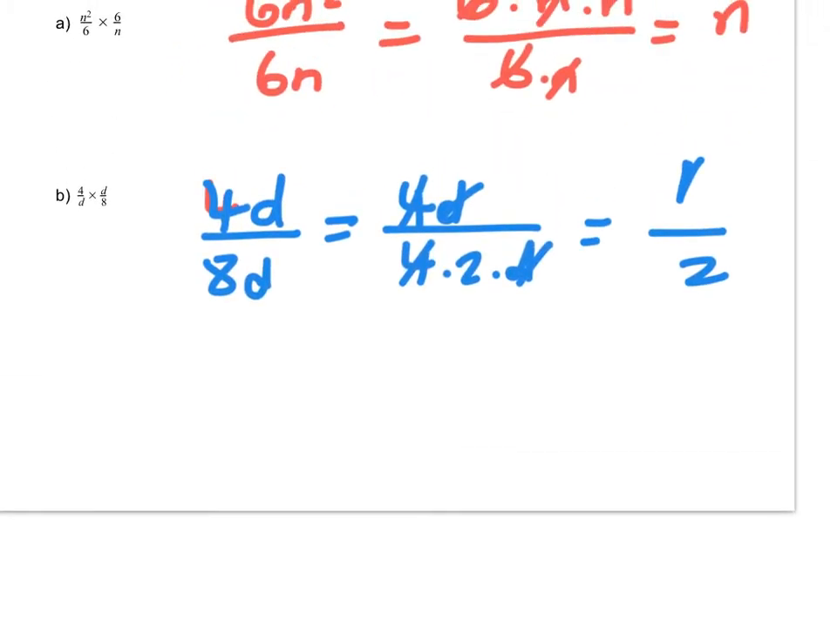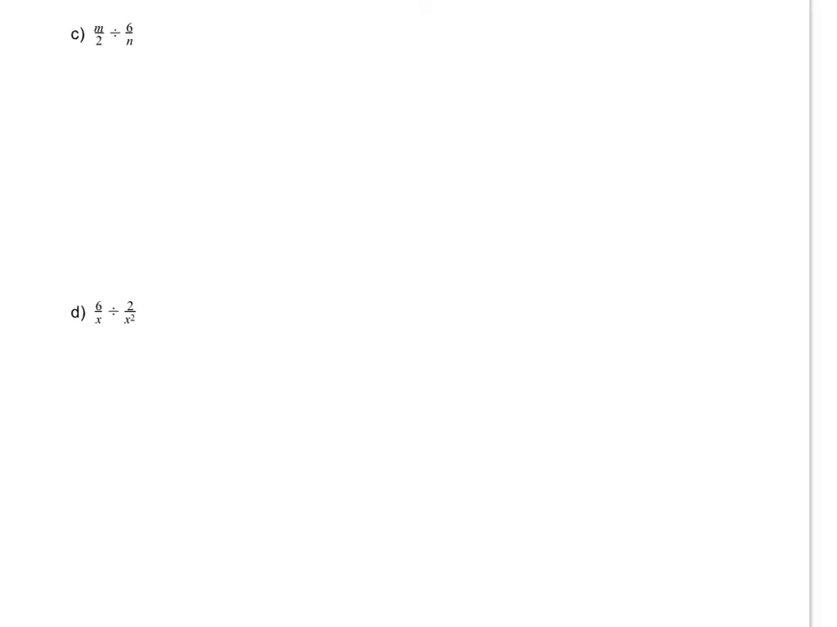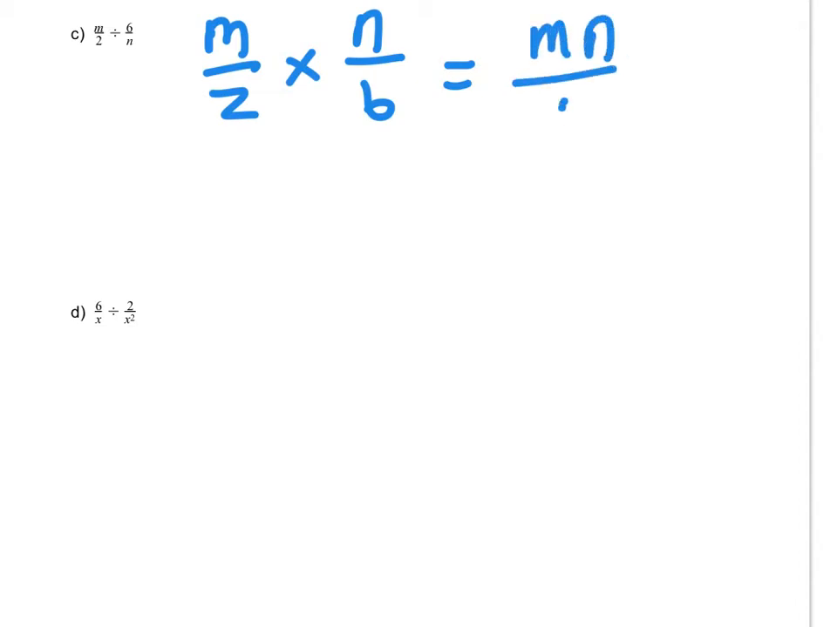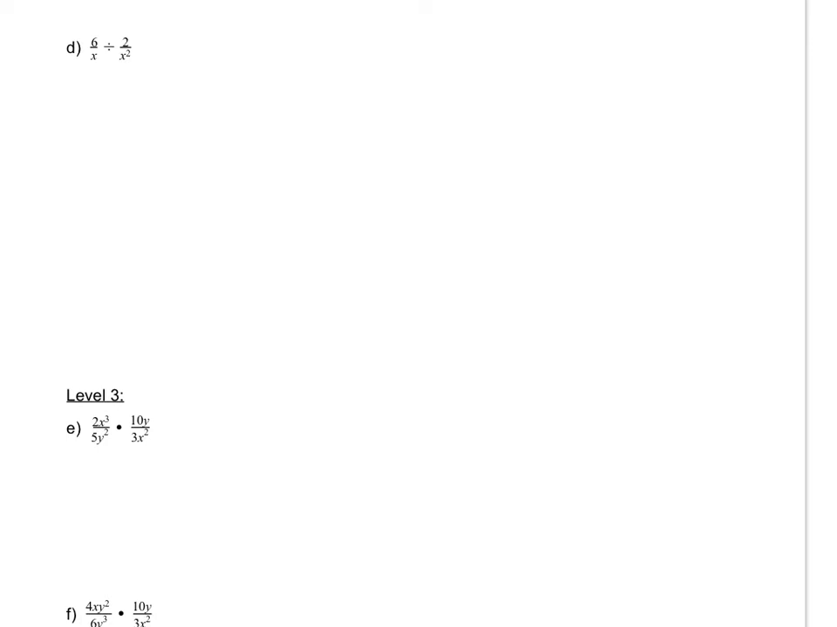Okay, so let's move to having a look at a couple of division ones. Right, for this one then, it's a division. So we're going to change the division to a multiplication. So we do keep, change, flip. Okay, and now you just do a normal multiplication as before. So you get on the top mn, the bottom 12. It's very straightforward. So when you see a division sign between two fractions, that's the rule: keep, change, flip.